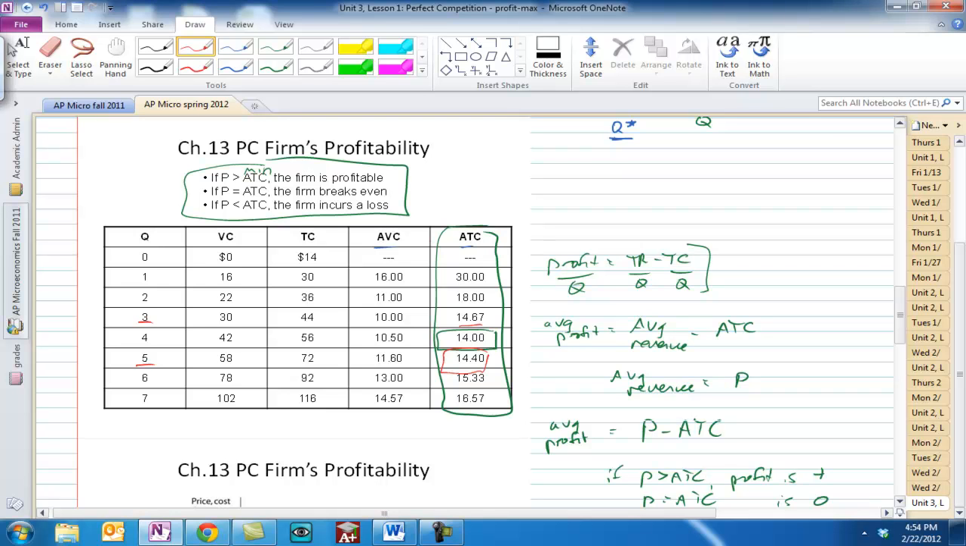So those are rules that will hold true. To find out if a firm is going to be profitable, one shortcut is to just say, okay, what's the minimum average total cost for that firm? If the price is above that, the firm is going to be profitable. If the price is below that, the firm is going to make a loss. If the price is equal to that, the firm will break even.